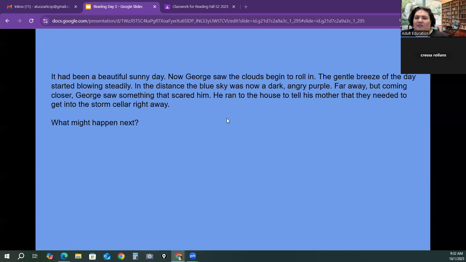And then he ran to the house to tell his mother they had to get into the shelter or the storm cellar right away. Well, where I'm from, my background knowledge, if you're getting in the storm cellar, usually one thing is happening, and that is a tornado is coming. So that's my inference.